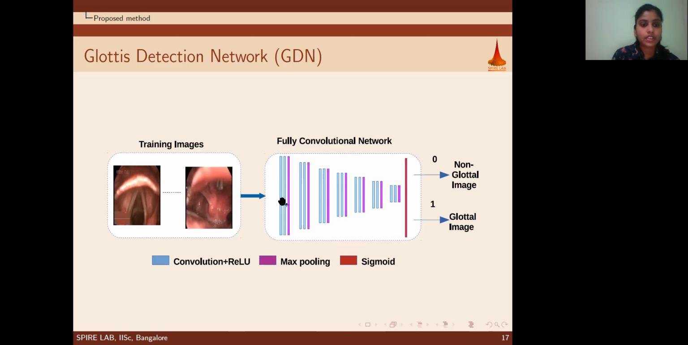Coming to the architecture, this network consists of seven main blocks, where each block consists of convolution, batch normalization, and ReLU activation layers followed by the max pooling of 2 cross 2. Finally, we have used a sigmoid layer to classify if the image contains glottis or not.